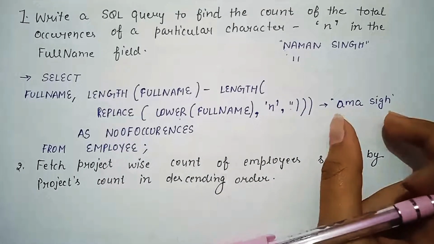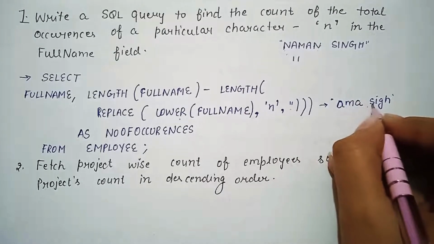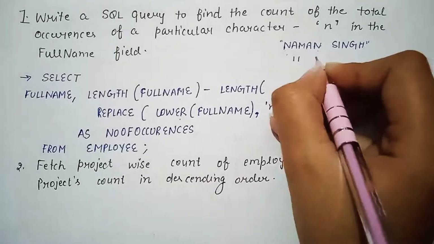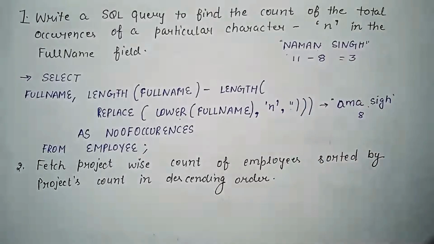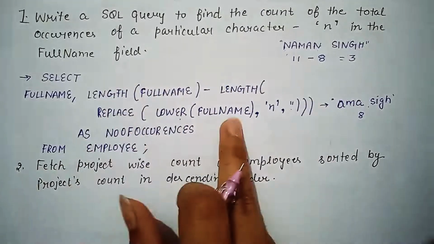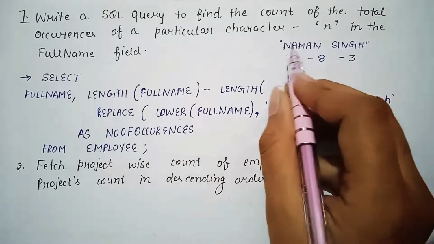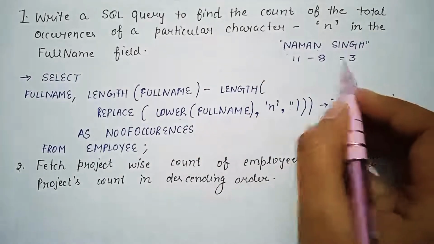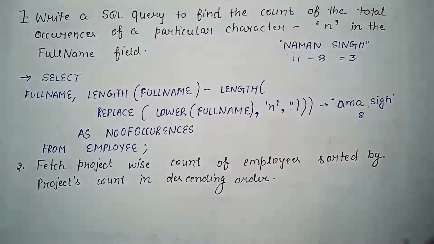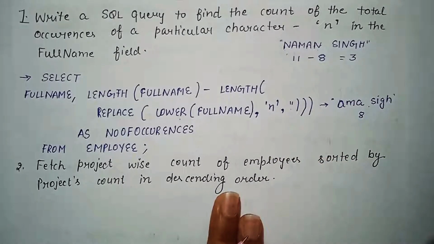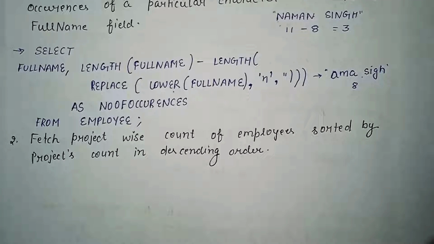Now we will calculate the length of this particular string. What is its length? 1 2 3 4 5 6 7 8. It is 8. Now we will subtract 8 from 11, and the result would be 3. The result of this entire expression is 3. What is 3 indicating? That the number of occurrences of n in this string is 3, that is 1, 2 and 3. So this is the simplest query that will find the occurrences of a particular character in a string. I hope you get this question. I know it's quite tricky, but after you get to know about this, it becomes very easy.